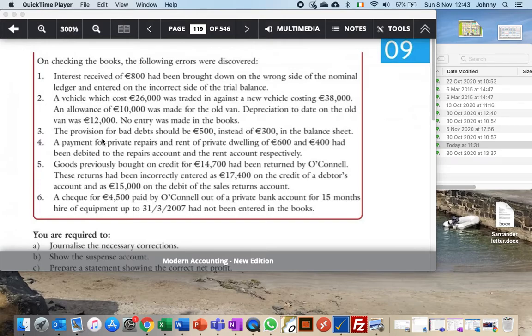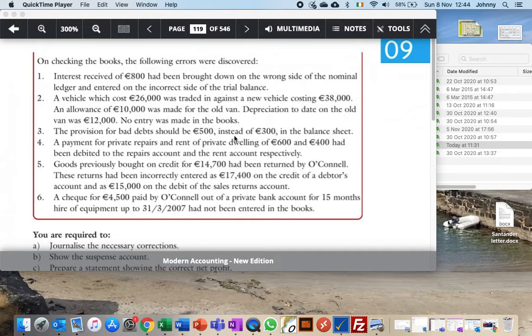Now, number 3. Provision for bad debts should be 500. I explained in another video that provision for bad debts is a liability which reduces the amount we expect to receive from our debtors. So that liability should have been 500, okay? I put 300 in, so I need to have another 200 put into provision for bad debts. Because of the liability, I'm putting an extra 200, so that's going to be a credit of 200.